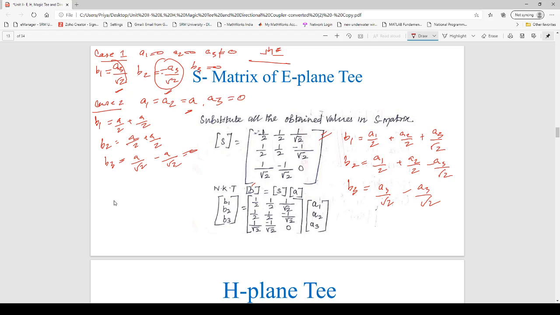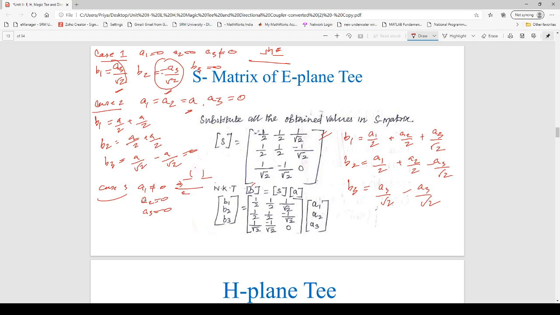So let me take another case. So I say A1 is not equal to 0, A2 equal to 0, A3 equal to 0. Let us consider this. What is the meaning of this? I am giving input only at port 1. I am not giving at port 2 and port 3. So what will happen? Maximum output I will get at port 2, some amount will go through port 3, and because there is no matched termination, again I will get some reflected wave, right?